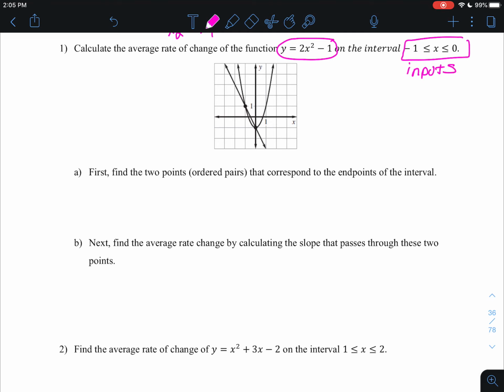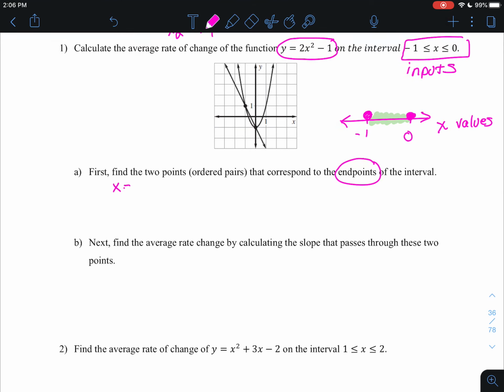Okay? So the first step to find the average rate of change is to find the 2 points that correspond to the endpoints of the interval. The interval says that we're plugging in all the values between -1 and 0. So if we think about a number line, all of these points, including the endpoints, are all of our inputs. Those are all of our x values. So how do we find the ordered pairs of our endpoints?